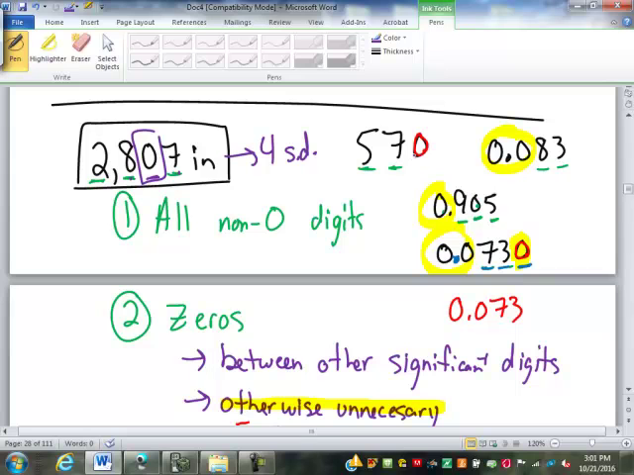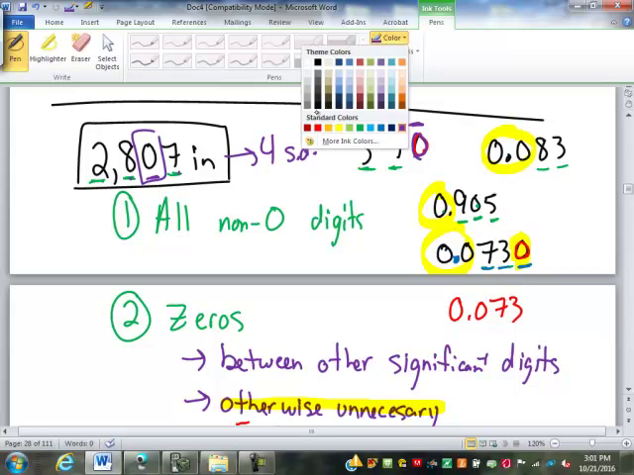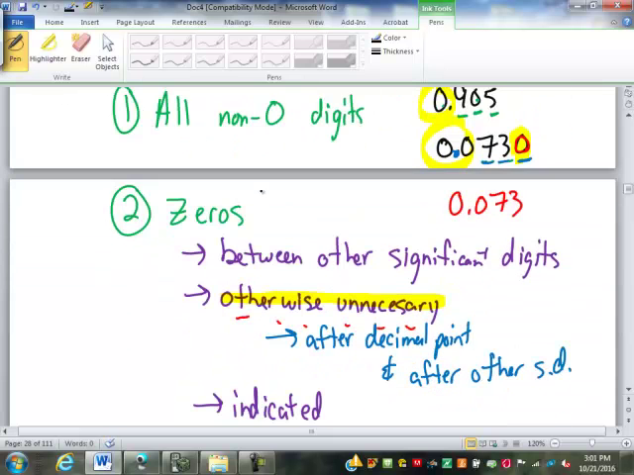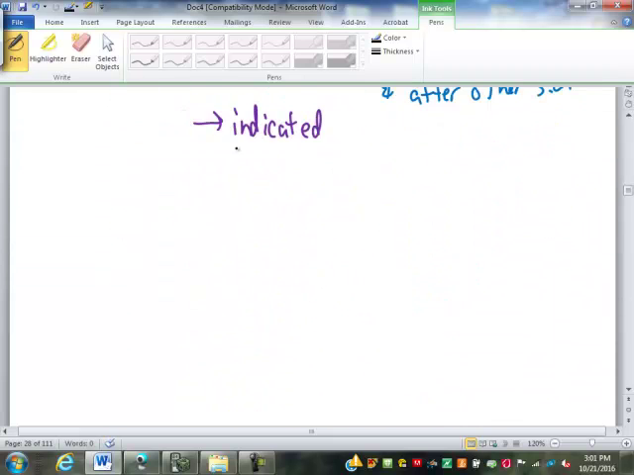This one here is what I'm talking about when I say indicated. It's at the end of the number. It's after other significant digits, but it is not after the decimal point. It is before the decimal point. So the only way that one would be significant is if we indicated it. And we talked about this before. That's putting that bar above it. That's saying that we did measure to the nearest 1 inch. So if we look at some measurements using this criteria, let's talk about what digits are significant, what digits are not.